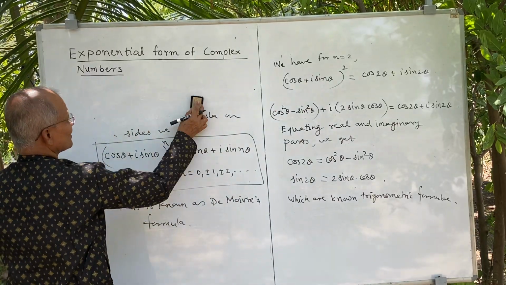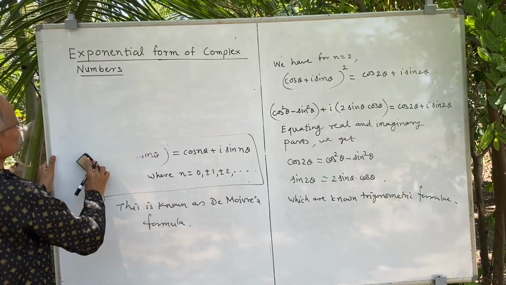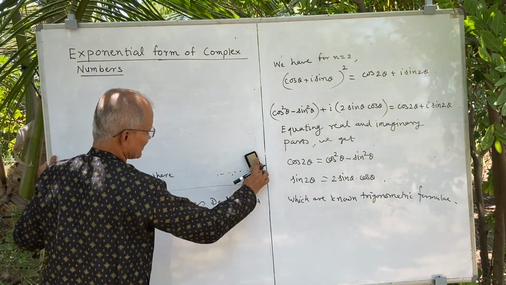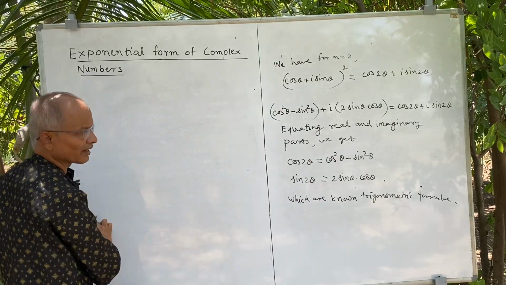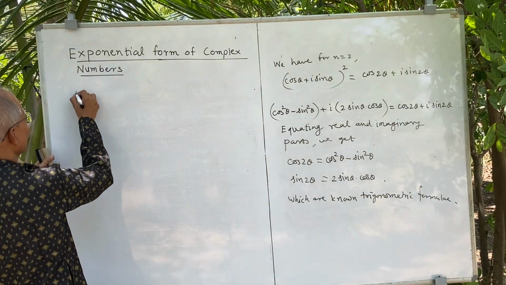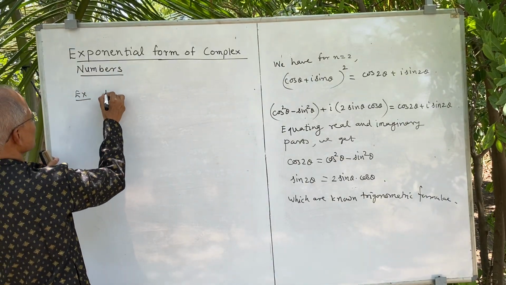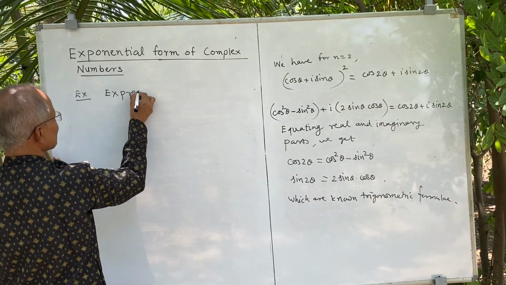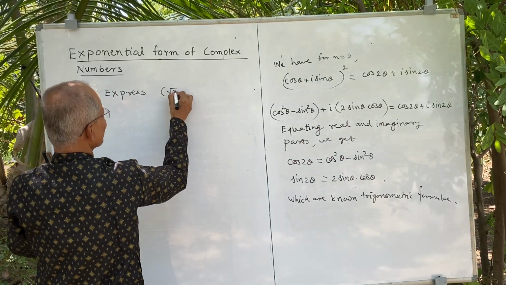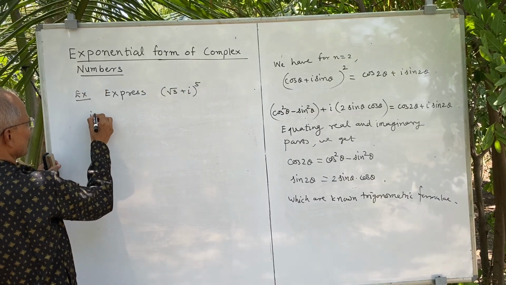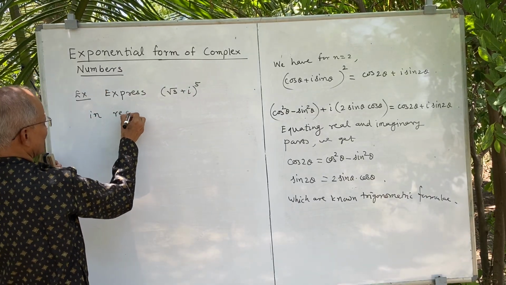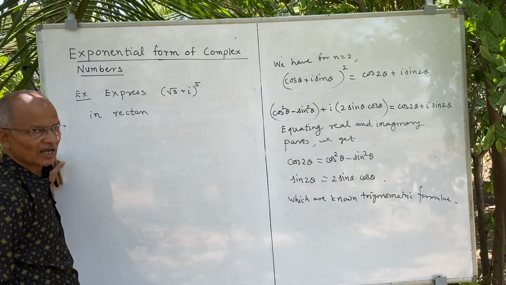Now another usefulness of this exponential form is to express a power of a complex number in rectangular form, and we shall have one example. Express root 3 plus i power 5 in a rectangular form. Rectangular form means x plus i into y.